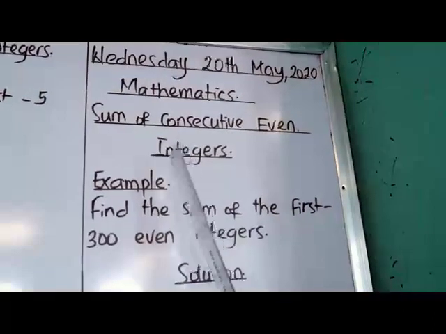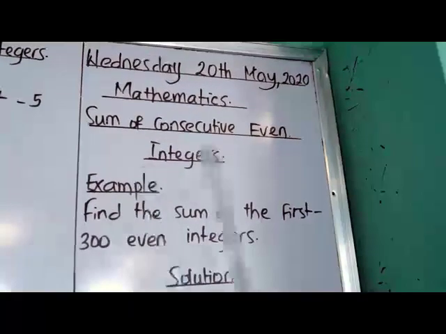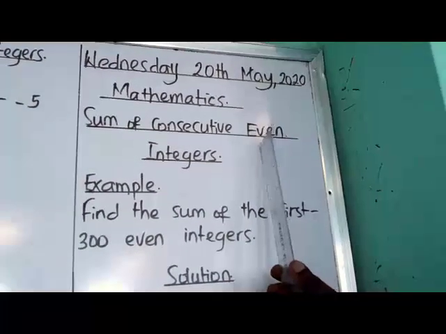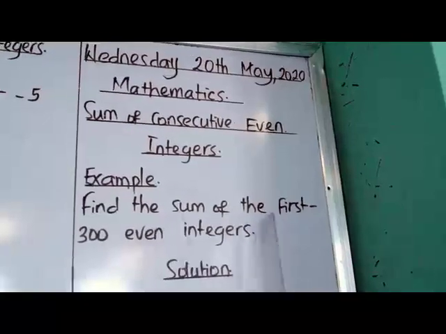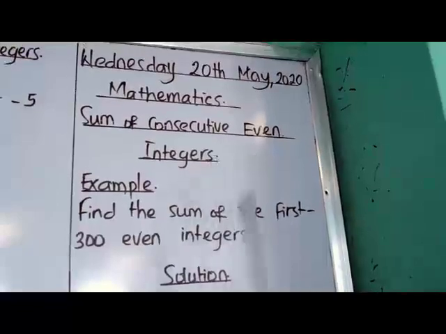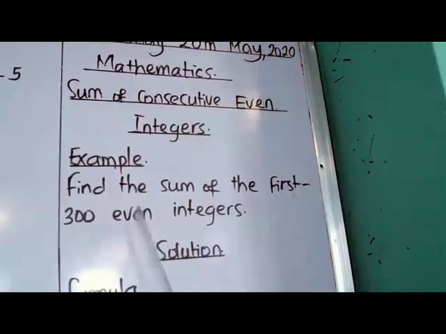I have explained to you how to find sum of consecutive integers. That's natural numbers from 1 to 2 to 3 to 4. But this time around we are laying emphasis on even integers. And if that is true, we are going to take this example to explain how we can find sum of consecutive even integers. Now, we have an example here. Find the sum of the first 300 even integers.